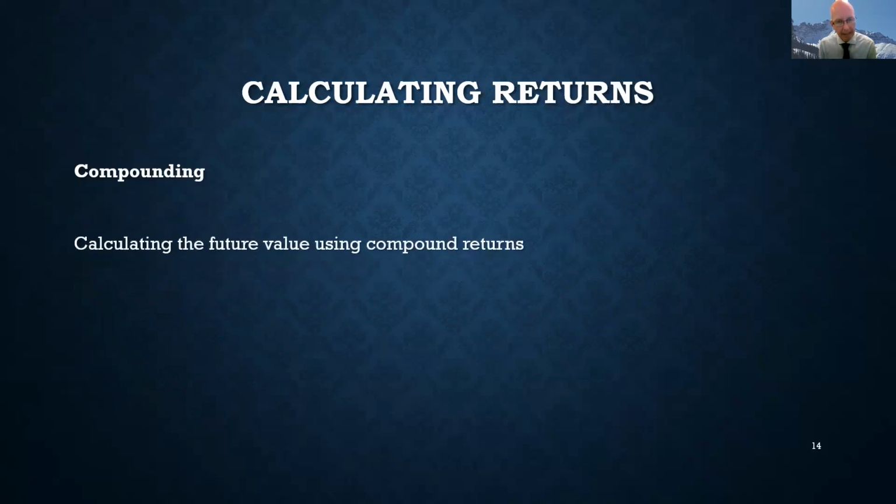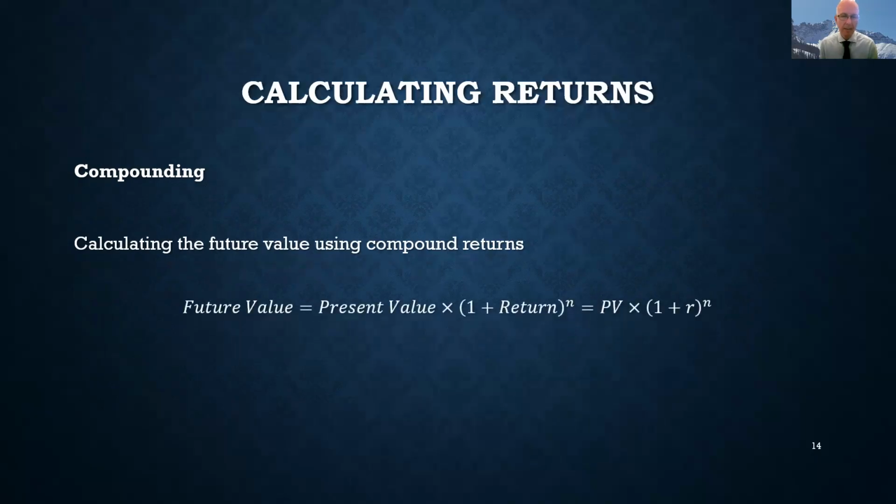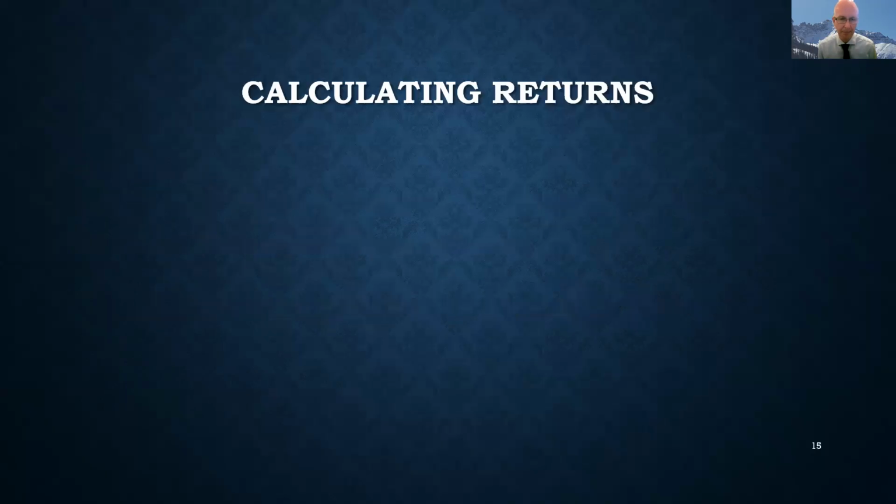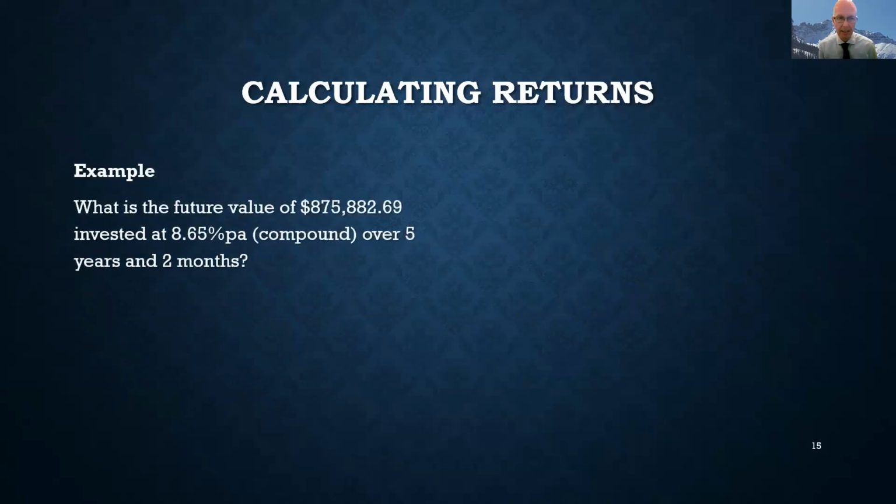As well as calculating out the rate of return, we can also calculate out the future value. So the future value equals the present value times 1 plus R to the power of N, which also equals PV times 1 plus R to the power of N. So let's have a look at an example. What is the future value of $875,882.69 invested at 8.65% per annum compound over 5 years and 2 months?